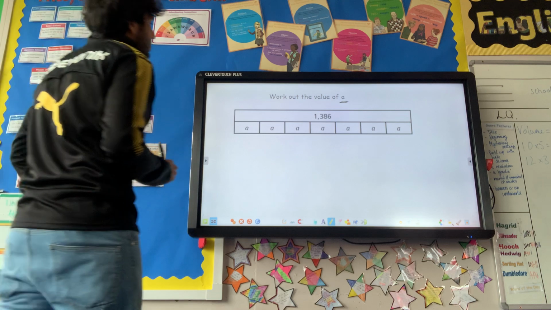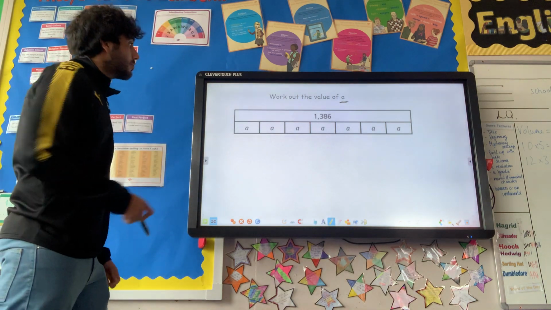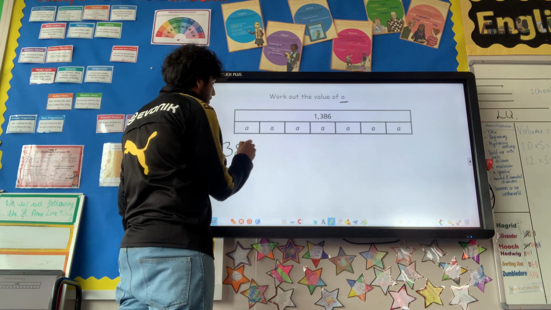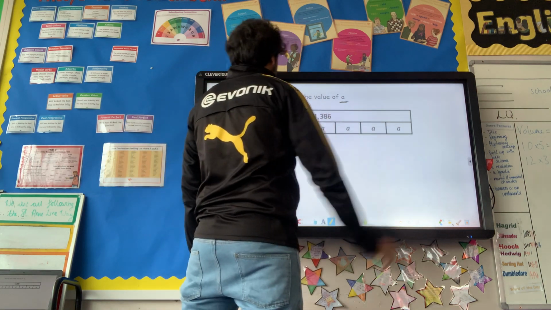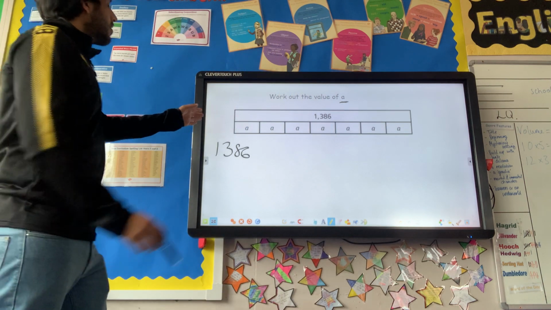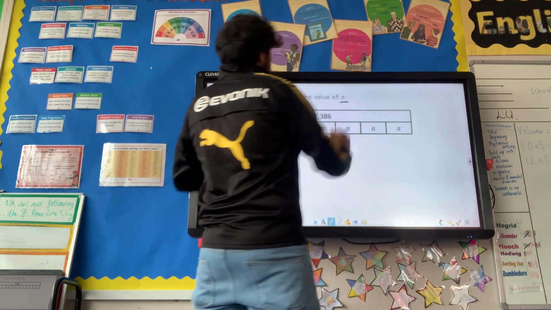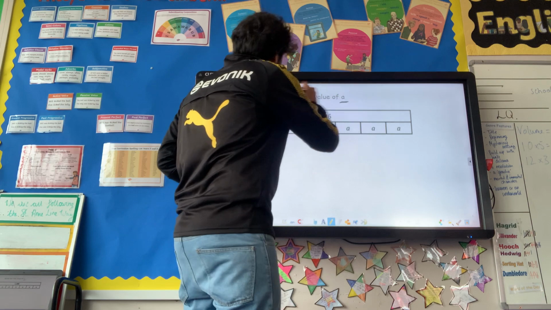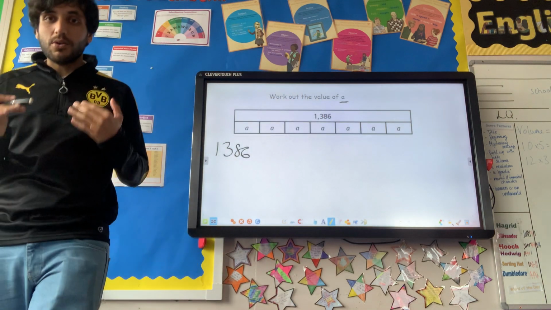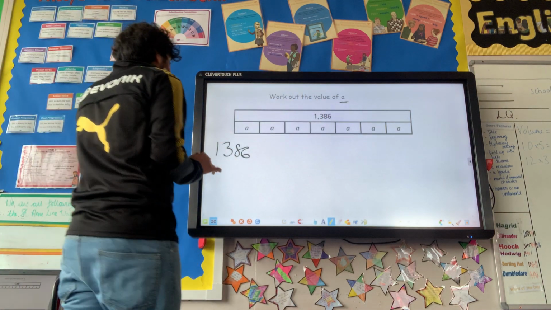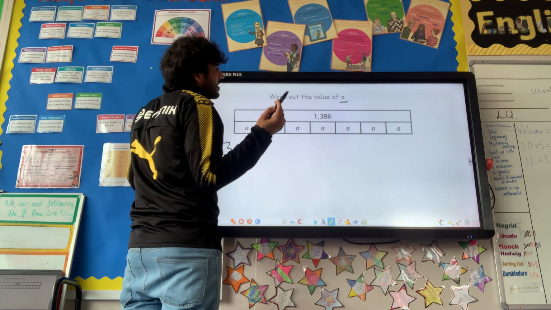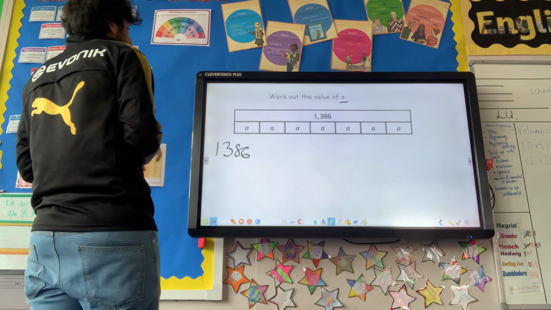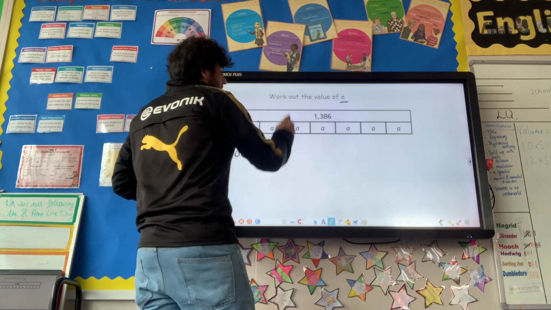Okay, you should have had a chance to have a go. I'm going to go through it now. We've got 1,386. That's how much that whole bar is worth. Now underneath, it's also worth the same, we know that. But it's been split up into different sections and each section is worth A. We need to work out what A is. First, I'm going to see how many sections there are. There's 1, 2, 3, 4, 5, 6, 7. So I know it's been split up into 7 parts.